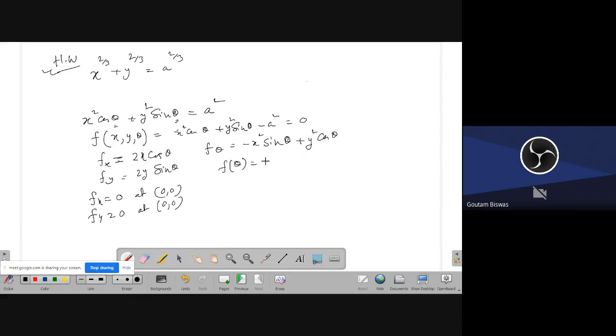You see, if this equals 0, then x square sine theta is equal to y square cos theta. That means sine theta by y square is equal to cos theta by x square, and that is nothing but 1 by root over x to the power 4 plus y to the power 4. How did I get it? Just square it and add it. You will get this one.